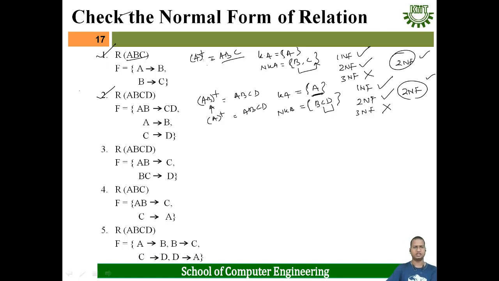Now check for question number 3. R, A, B, C, D. The functional dependencies are AB determining C and BC determining D.